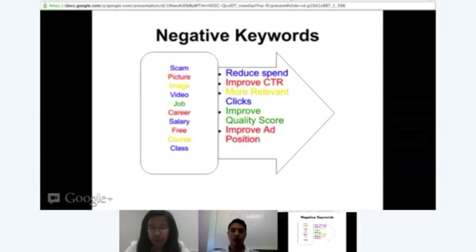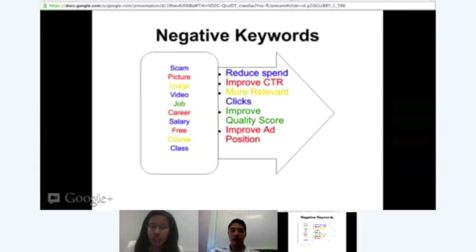Also, an example could be how to repair my TV. You really don't want people who want to do it themselves. You want them to pay you for your service. So you would want to add how to, job, career, etc., class, course, those as negative keywords so that you make sure that you don't show for those. That just helps you save money on your budget and just makes you more competitive in the marketplace.